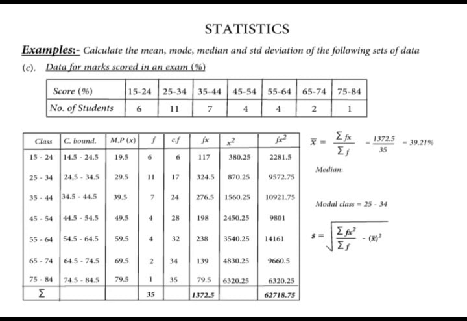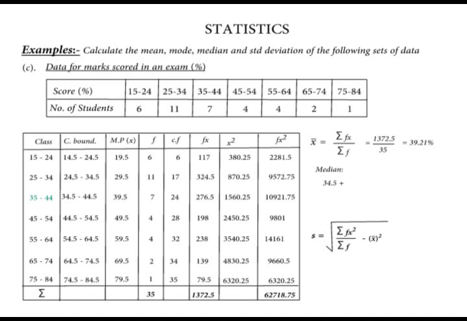Median. We have 35 observations from the cumulative frequency. The median lies in position 18. Now, up to the class of 25 to 34, there are 17 observations. So we need one more observation to get to the median class. That observation is in the next class, 35 to 44. This is the median class. So we take the upper class boundary for the class immediately behind. That is 34.5.